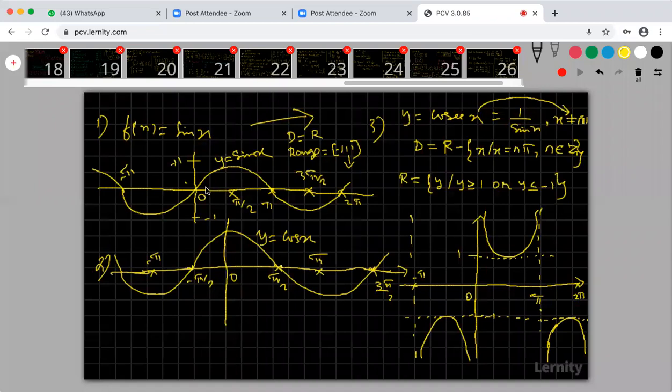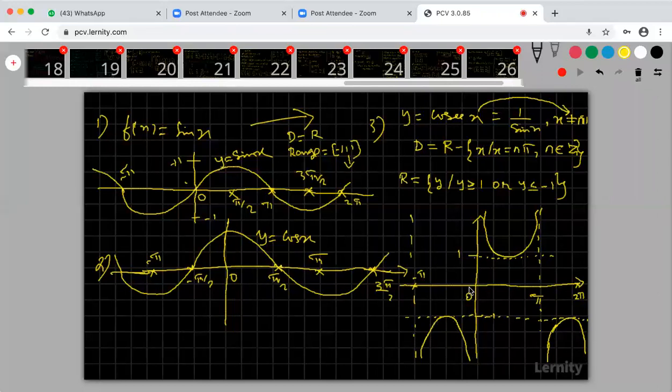For the positive values of this sin x, it goes from 0 to 1. So your cosecant x is a reciprocal function, and the reciprocal function graph comes like this. Similarly, for pi to 2 pi, the reciprocal function graph comes like this. Here it comes like this.